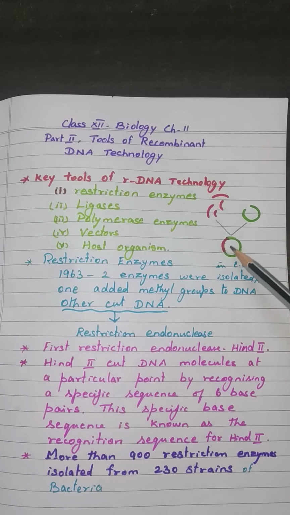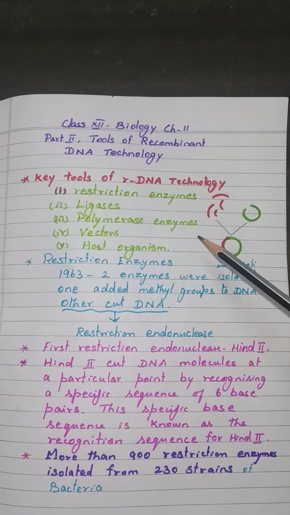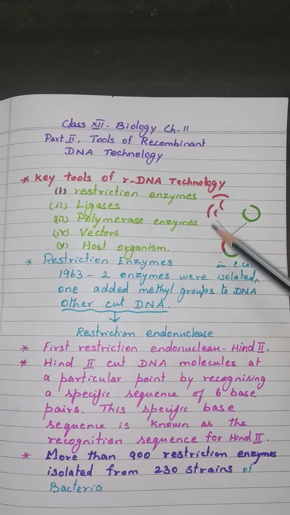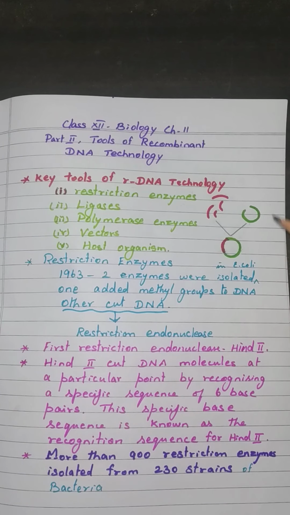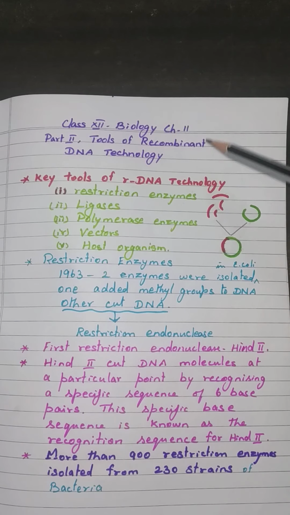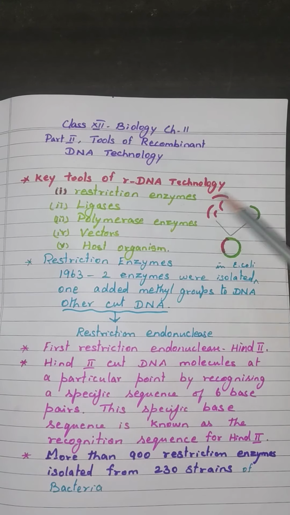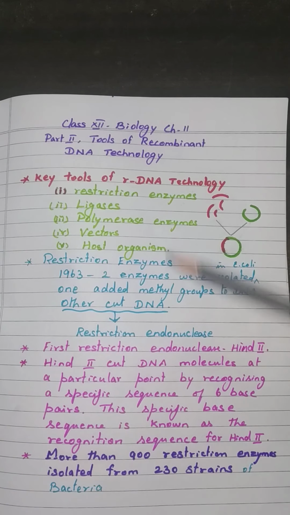After that, this recombinant DNA is transferred into the body of the host, and then multiplication takes place, carried out with the help of the polymerase enzyme. So, this is the rDNA technology. In this process, we need restriction enzymes to cut, then we need ligase to join these two pieces, and then we need polymerase enzyme to get multiple copies, and we need vectors, and also we need a host organism. So, these are the key tools of rDNA technology.